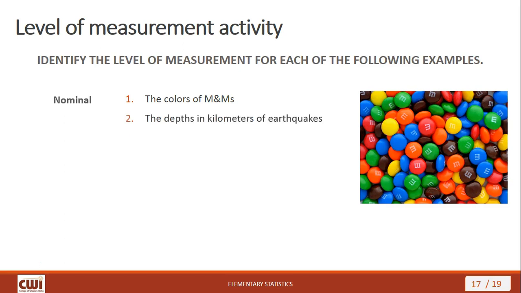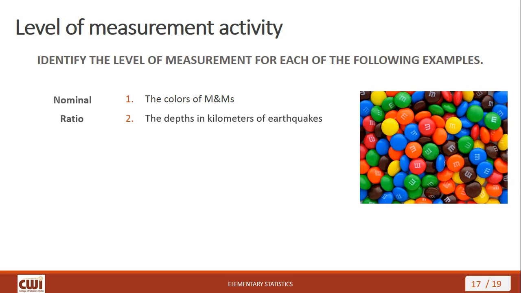Here's the next example, the depths in kilometers of earthquakes. Again, I'll give you a few seconds. Hope you said ratio data because that's what this is. So you're measuring the depth in kilometers. You're measuring a distance. So that's not going to be discrete data. It's going to be continuous data.